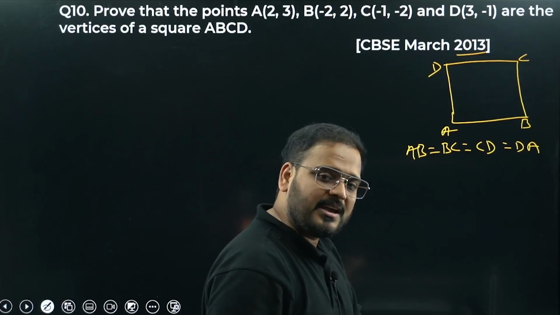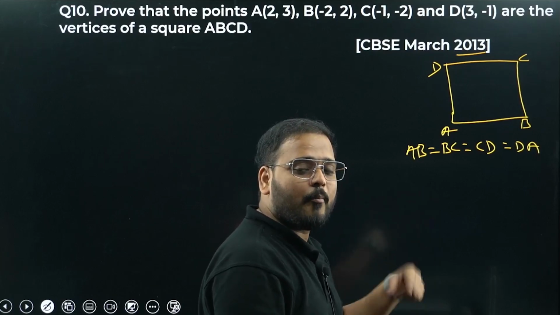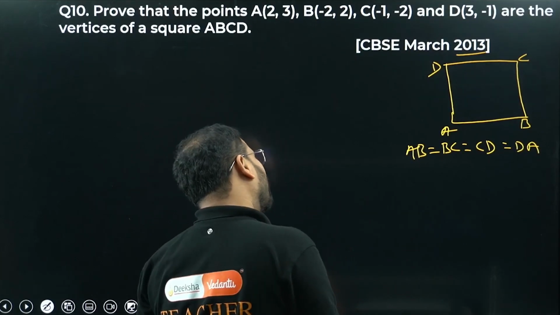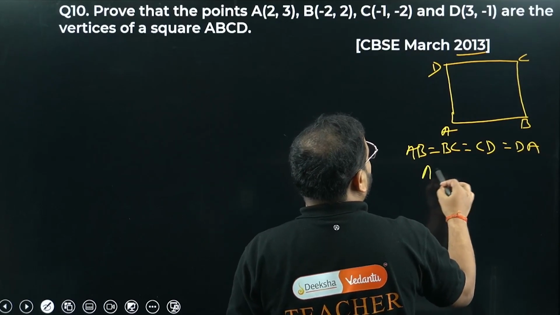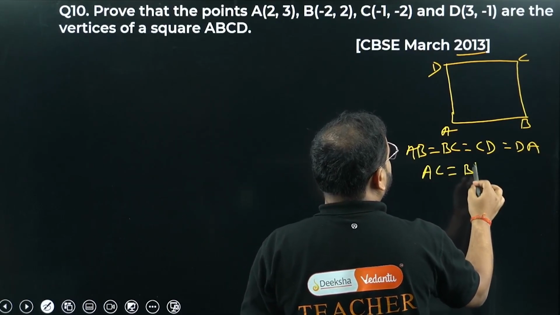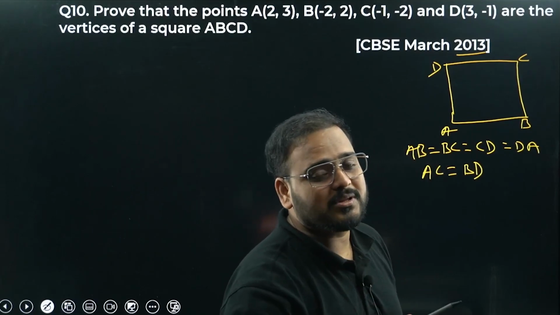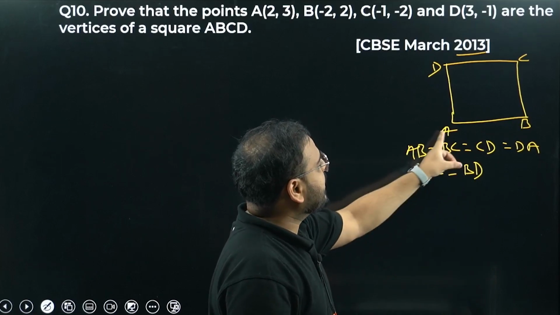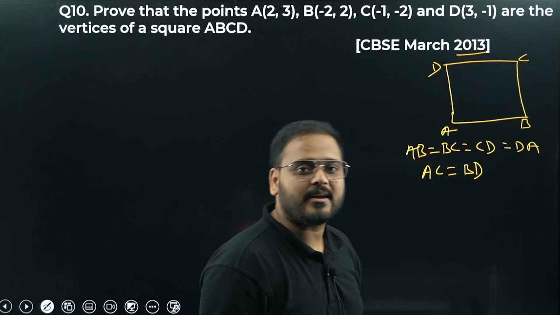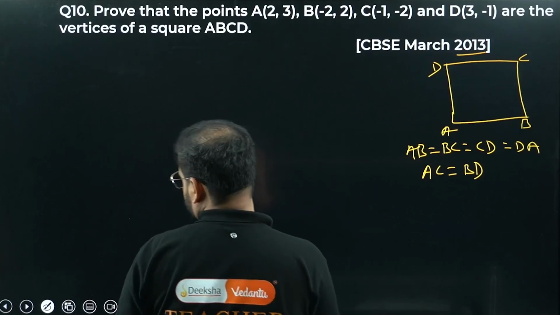Is it enough? No sir, all four sides are equal in a rhombus also. Then how are a rhombus and a square different? In a rhombus, diagonals are not equal. In a square, diagonals are also equal: AC equals BD. Remember this. So for a square, AC equals BD and AB, BC, CD, DA are also equal. So we have to find the six lengths.